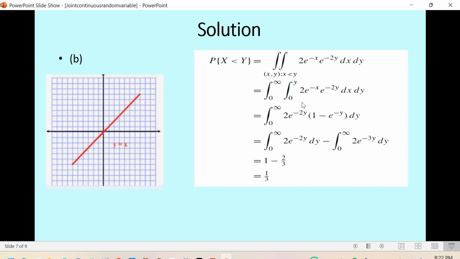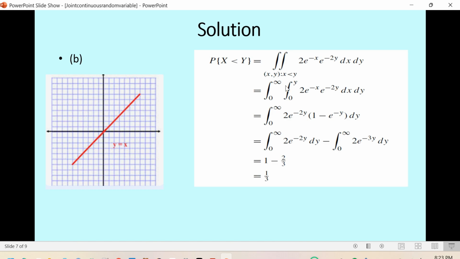So here we use two steps. But here we must integrate x first, because we have to make one variable out. So here we can only integrate x first, and for x the lower limit is 0 and the upper limit is y. So we take this direction for integration for x from 0 to y, right? Then the second-step integration is from 0 to positive infinity for dy.